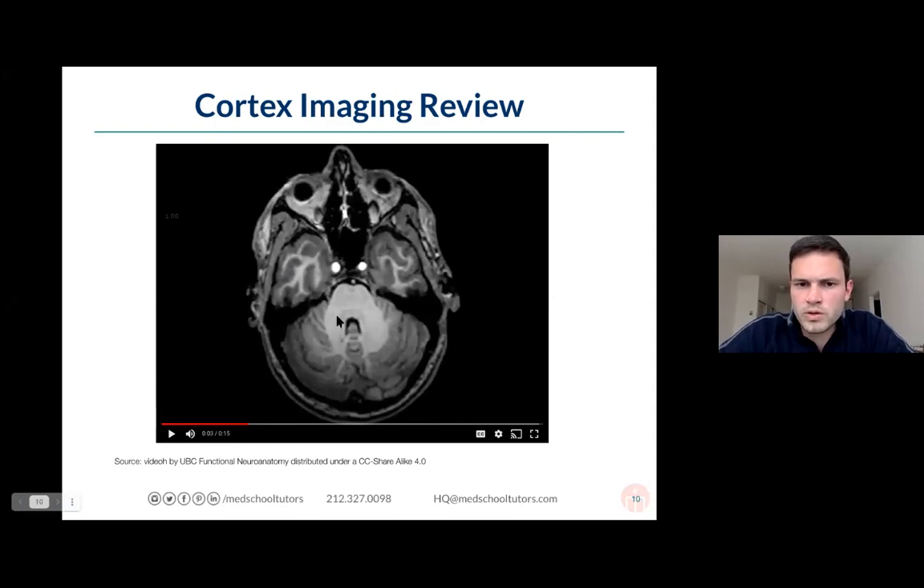Great. Okay, what are these structures here? They connect the cerebellum to the pons. Peduncles, which ones? Cerebellar, good. There are three choices when you have cerebellar peduncles: inferior, middle, superior.